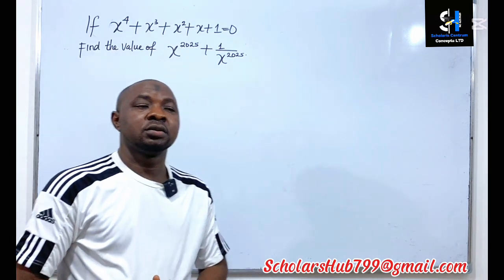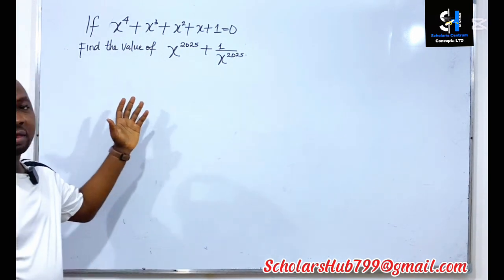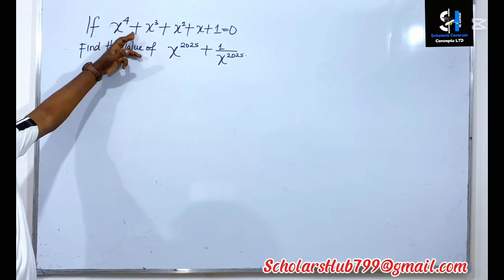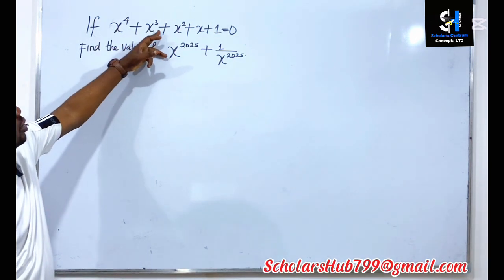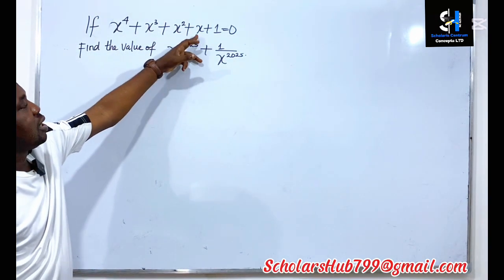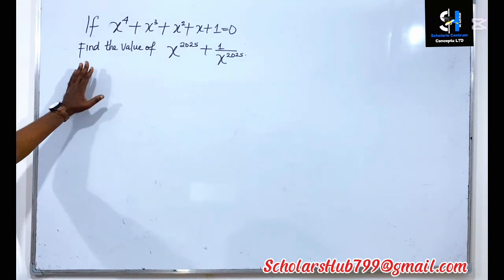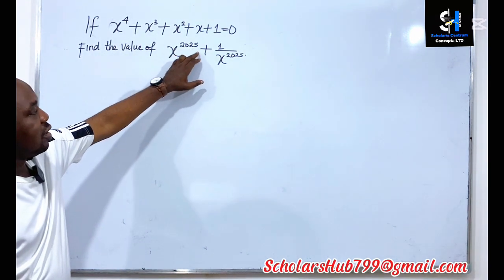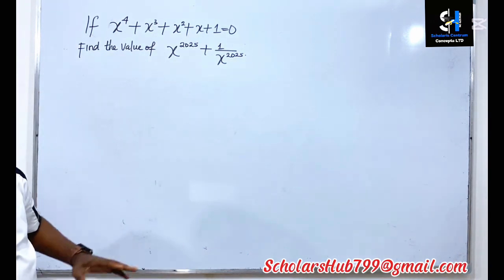Hello everyone, let's solve this simple math Olympiad question. We have: if x to the power of 4 plus x to the power of 3 plus x to the power of 2 plus x plus 1 equals 0, we're asked to find the value of x to the power of 2025 plus 1 over x to the power of 2025.